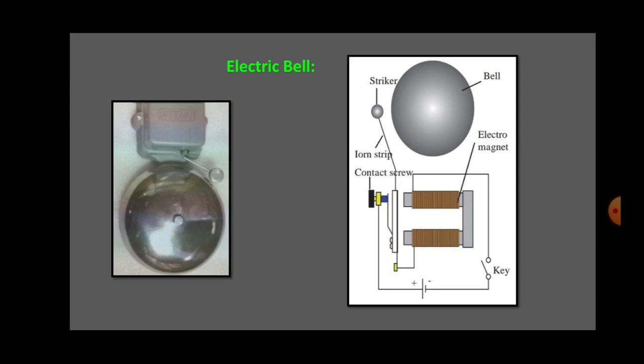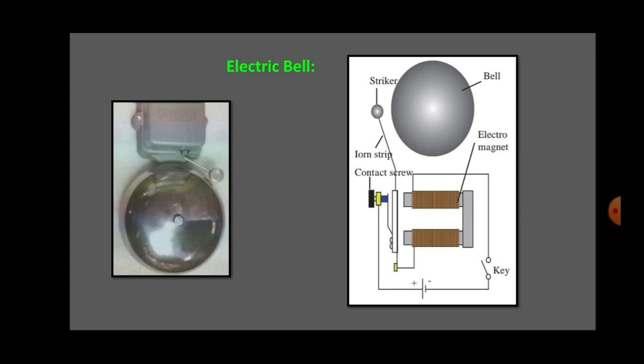Now the current starts flowing in the circuit when the screw is in contact with the strip, right? Now when we press the switch, the current starts flowing. As soon as the current starts flowing, a magnetic field is created around the wire, because of which the striker strikes the bell and it hits the gong and the sound is created.